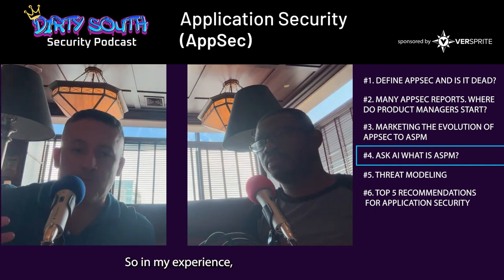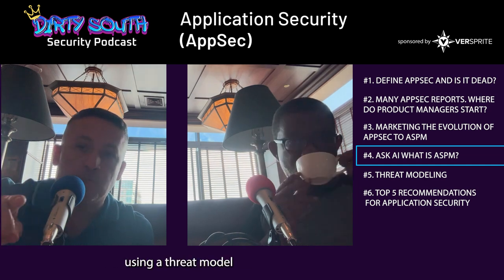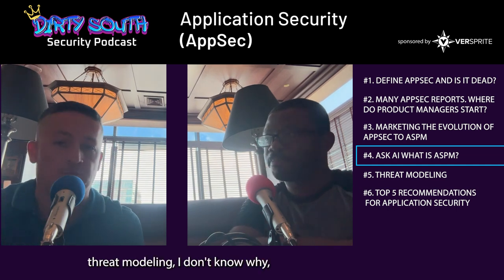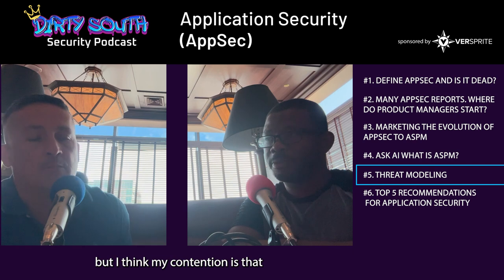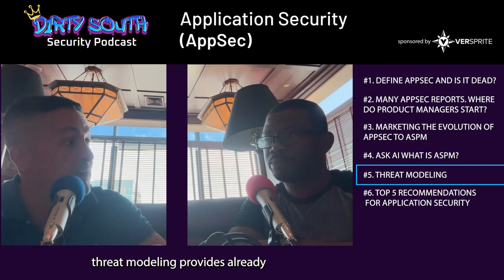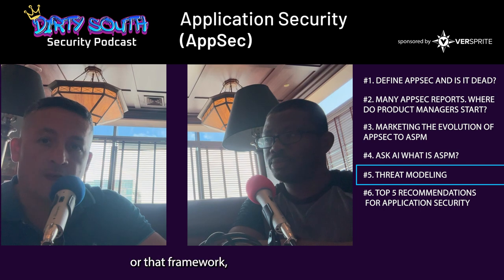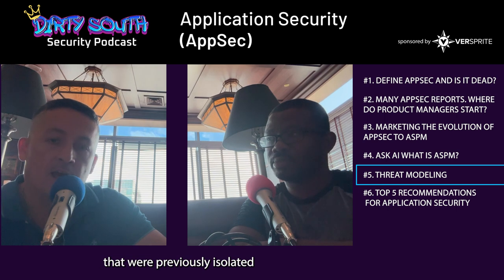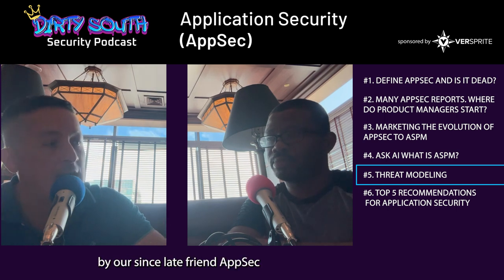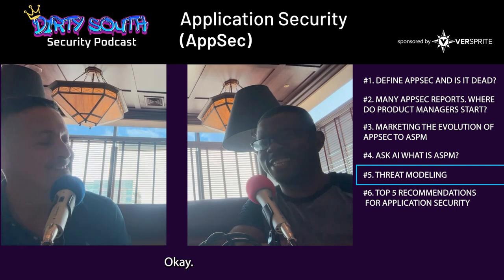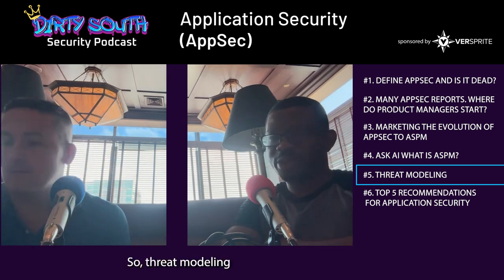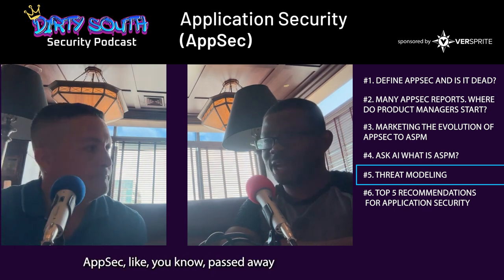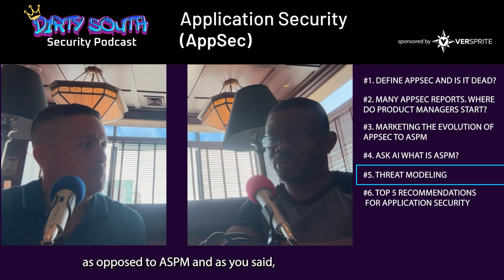So from my experience, when you approach using a threat model-based approach, a lot of the ASPM marketed solutions out there are not mentioning threat modeling, don't know why. But my contention is that threat modeling already provides that lens or framework, if you will, to package a lot of the things that were previously isolated by our since late friend AppSec that's passed away at Grady Hospital. All right. So threat modeling has actually been what I thought was going to be the next thing, if AppSec passed away, as opposed to ASPM.